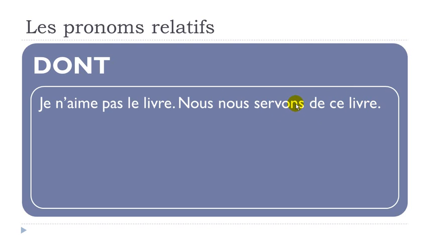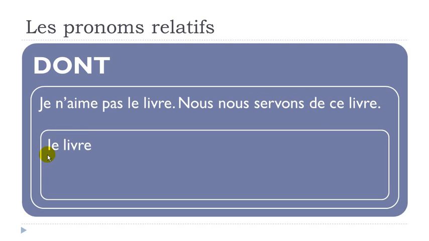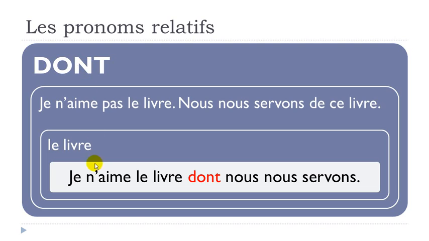We've got the verb here, and between the two we've got the preposition de, so it does tell us that if we don't want to repeat le livre, we will have to use this pronom relatif dont. So the sentence will be je n'aime, sorry I forgot the pas, je n'aime pas le livre dont nous nous servons. Remember, you should put the pas. I forgot to write it, sorry. Je n'aime pas le livre dont nous nous servons.